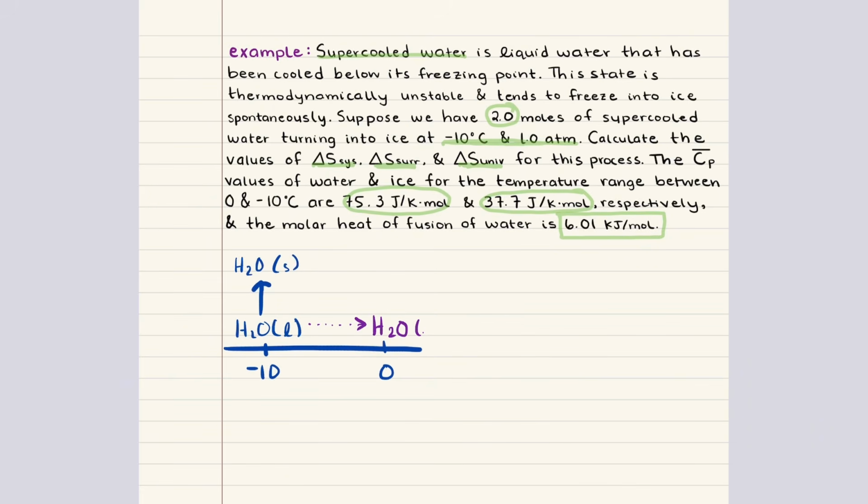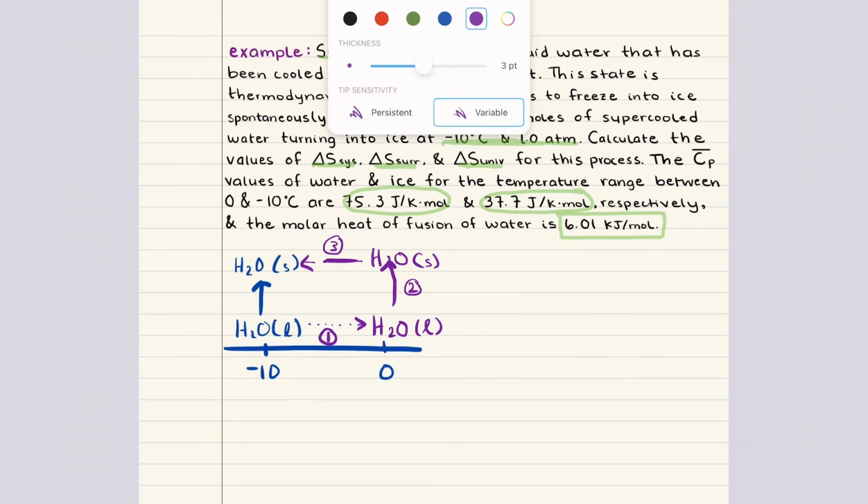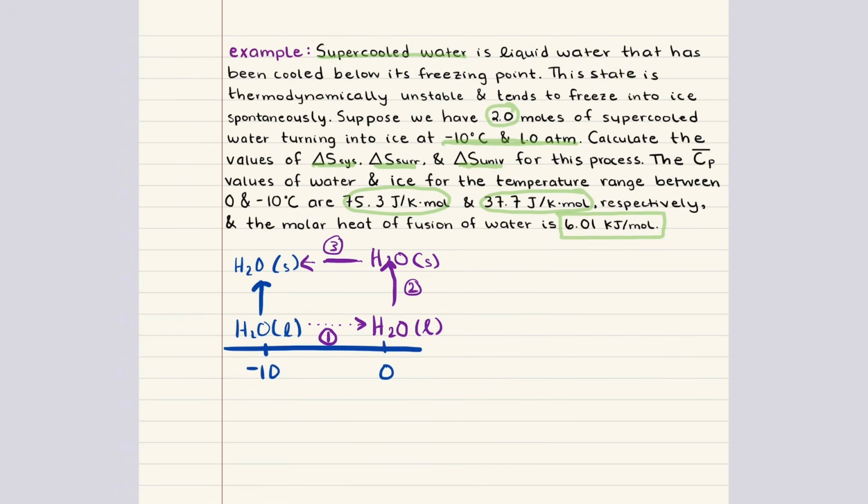And here we're going to use 3 reversible steps. 1, we're going to warm the supercooled liquid from minus 10 to 0 degrees at constant pressure. 2, we're going to freeze reversibly at 0 degrees where liquid and ice are at equilibrium. And then the 3rd step, we're going to cool the newly formed ice from 0 back down to minus 10 at constant pressure. Then by adding the entropy changes for these 3 steps, we're going to be able to get the system's total entropy change for the real process. So with that, let's begin our calculations for the entropy of a system.